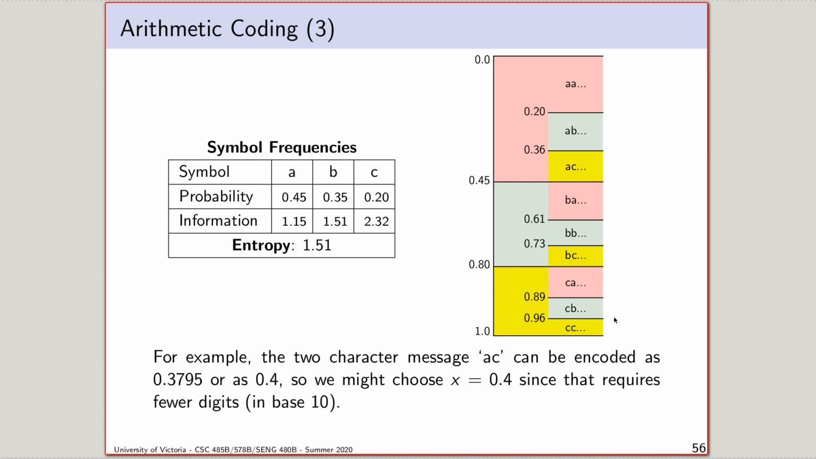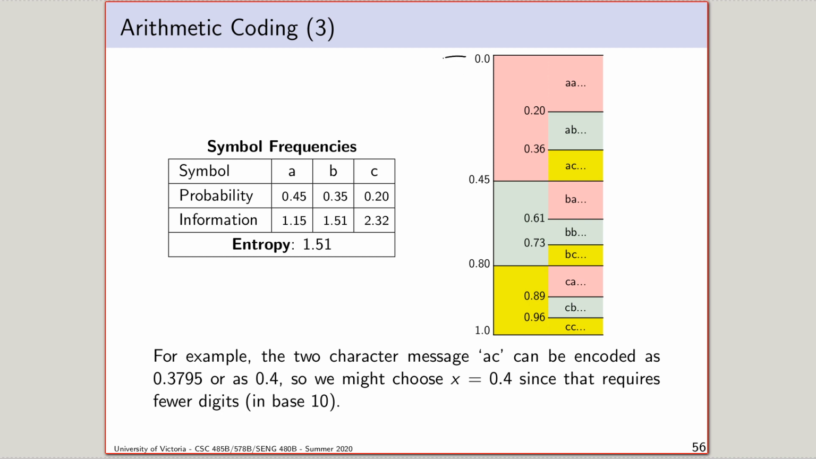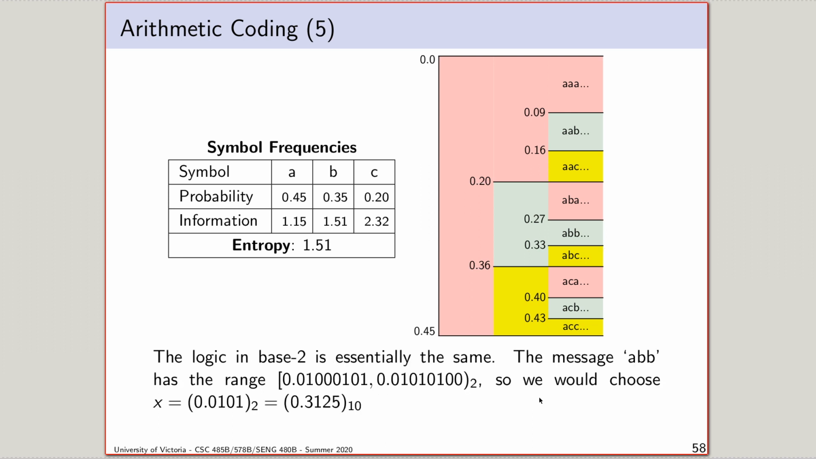The slides agree with my earlier example about AC. If I want to encode the message ABB, then I would just go down further. So here I have the probability range for A, which is 0 to 0.45. I just expand that, so 0 to 0.45 is now the whole thing. And then I want to encode ABB, which means AB is this range here. ABB is the middle 35% of that, so it's 0.27 to 0.33. I would probably choose 0.3 as my representative because that uses fewer digits. It's my choice, and if I'm using base 10, 0.3 seems like the most convenient choice to make.